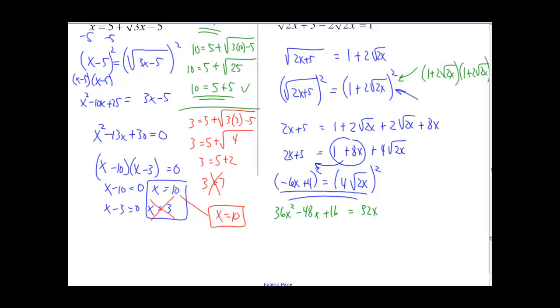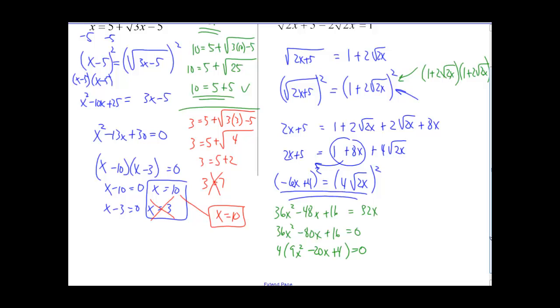Again, you have a quadratic. Move everything to one side. 36x squared minus 80x plus 16 equals 0. If you can factor out, great. We can factor out a 4. If you factor out a 4, you're left with 9x squared minus 20x plus 4 equals 0.